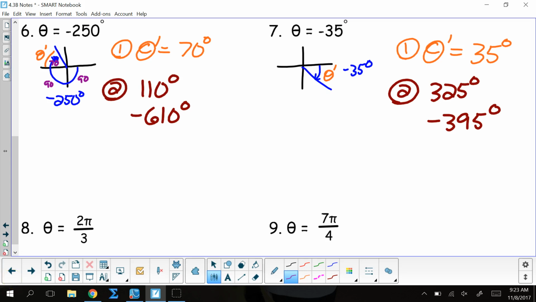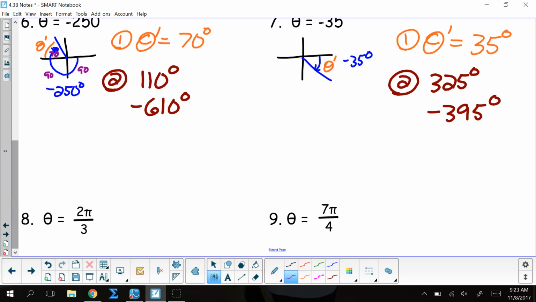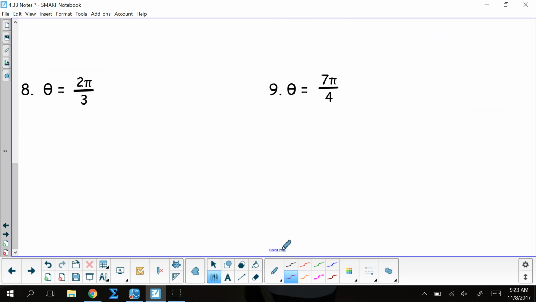Switching gears now, let's switch into radians. Done exactly the same way. Okay? So first off, where is 2 pi over 3? Well, that's up here.